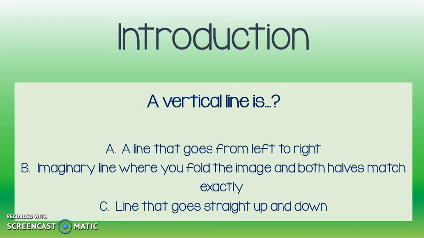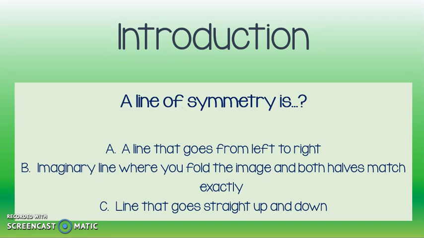Now that you've answered that question, what is a vertical line? Same multiple choices, A, a line that goes from left to right, B, imaginary line where you fold the image and both halves match exactly, or C, a line that goes straight up and down. Go ahead and pause this and answer that question. Now that you've answered what a horizontal and vertical line is, what is a line of symmetry? Is it a line that goes from left to right, an imaginary line where you fold the image and both halves match exactly, or is it a line that goes straight up and down? You may pause this and answer that question.